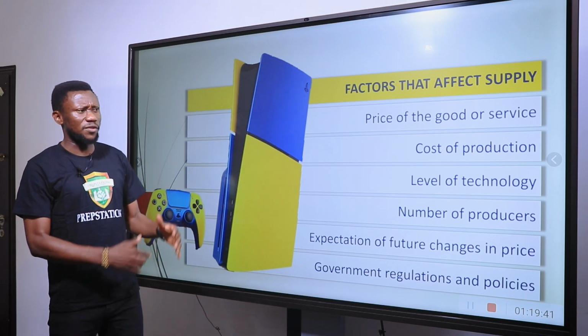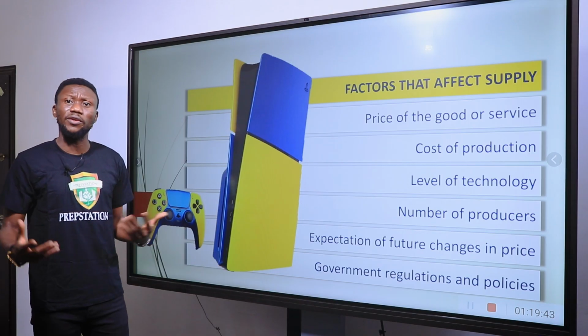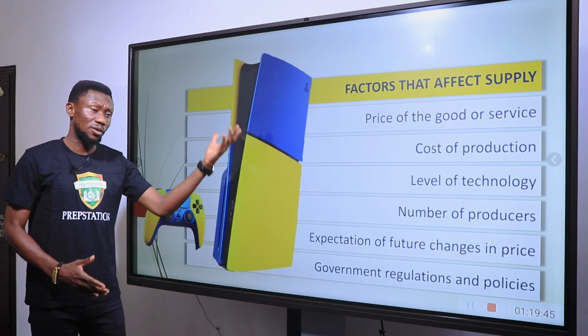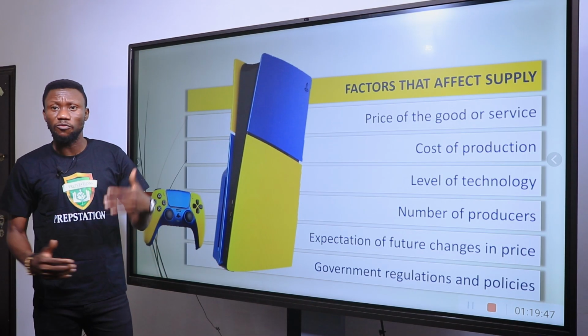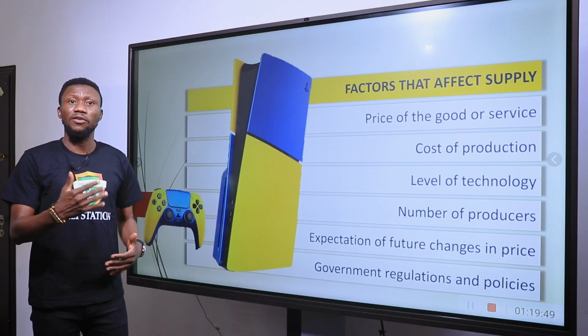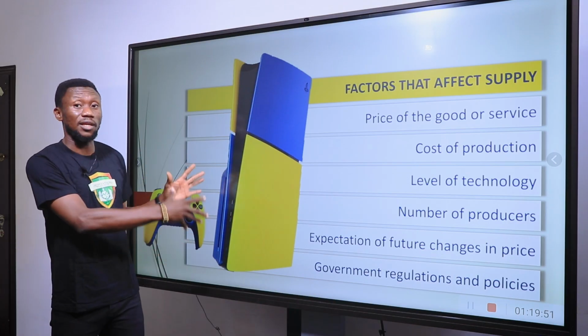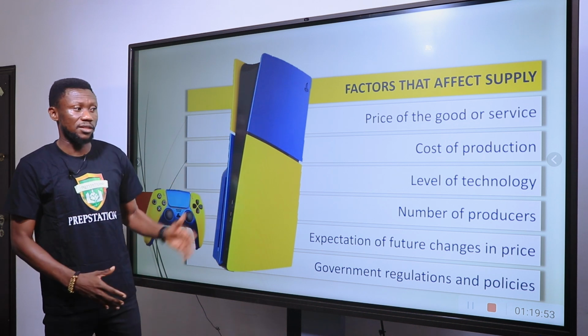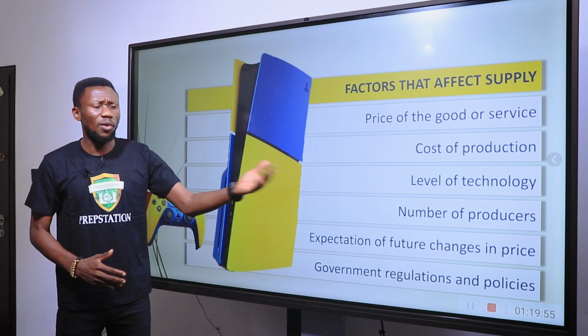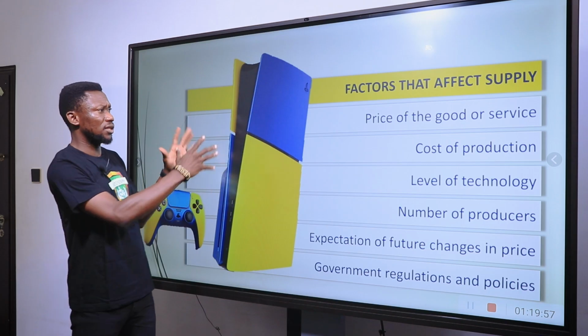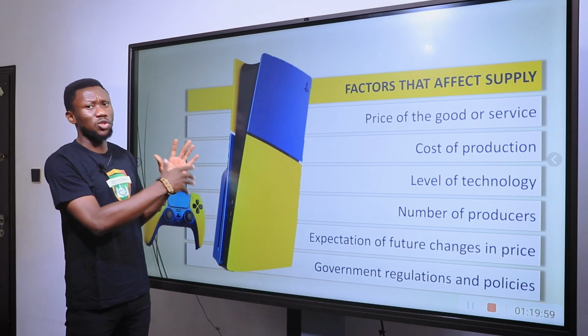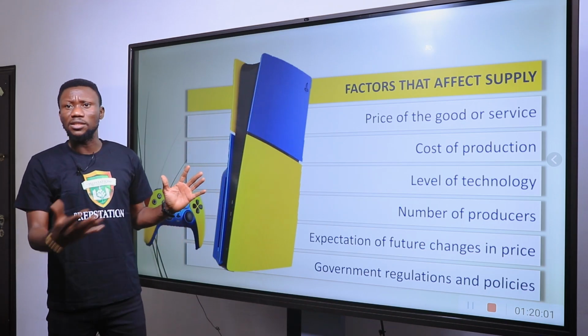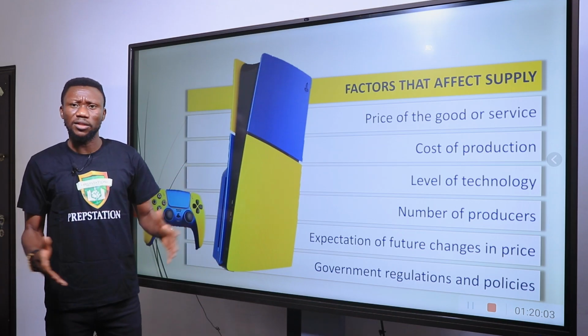And they're going to look at the level of technology, because sometimes technology is not very advanced. Many years ago, this was not made. We had games like PS1, we have PS2, PS3 is advancing gradually. Over time, we'll make better, more sophisticated games than this. Of course, number four is number of producers. These are not the only producers of games. Apart from Sony, we have Nintendo, we have some other brands as well.